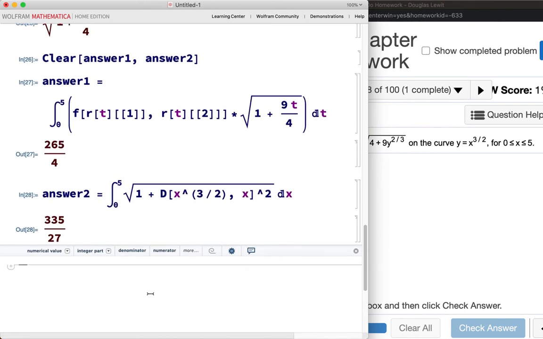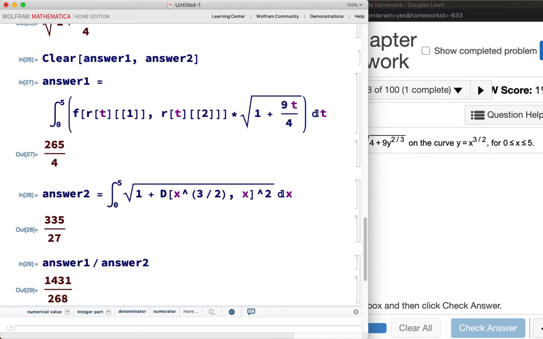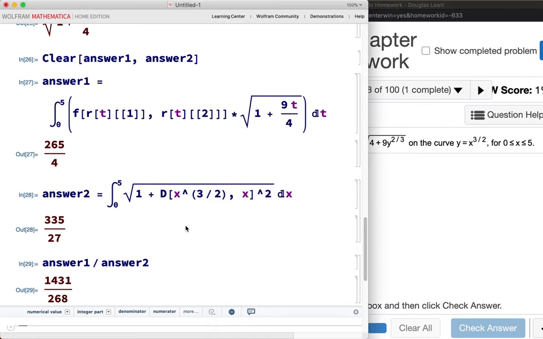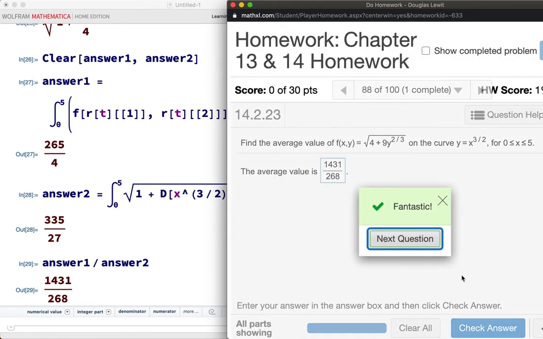Okay, let's see what we have. Answer 1 divided by answer 2. That looks like kind of a weird answer, but I think that's correct. The average value is 1,431 divided by 268. Usually the answers to Pearson's problems, if it's a fraction, is a simpler fraction than that, but of course that could be the answer. It doesn't have to be 1/2 or 2/3 or 1/8 or 1/9. It could be a more complicated fraction, right? Okay, that looks good.